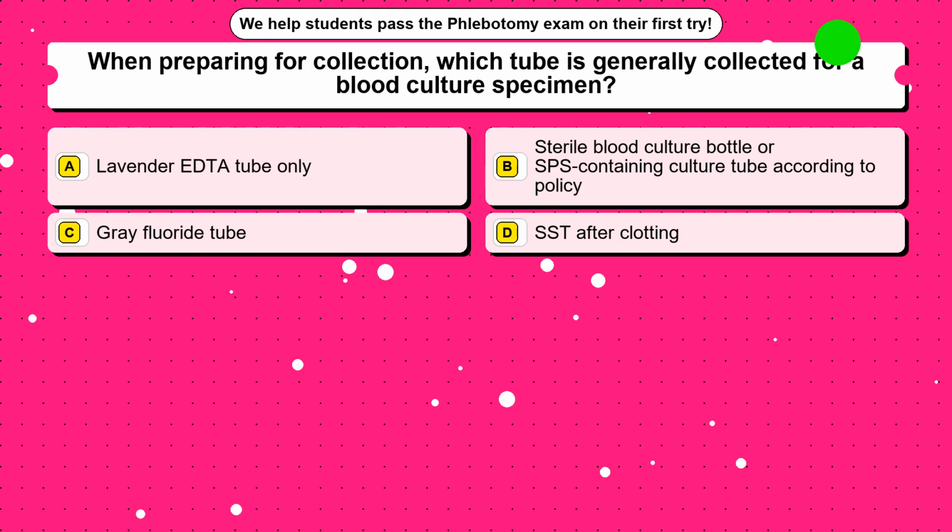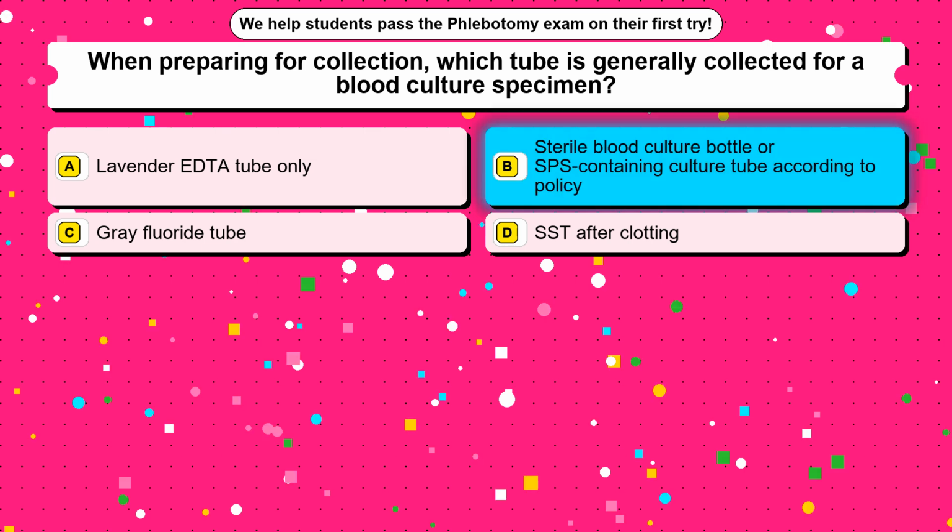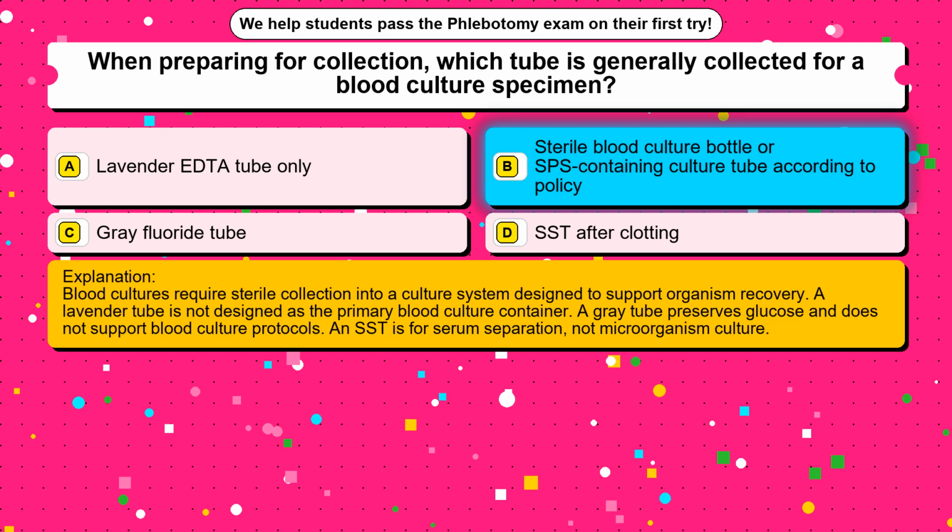Question 62. When preparing for collection, which tube is generally collected for a blood culture specimen? Option A, lavender EDTA tube only. Option B, sterile blood culture bottle or SPS-containing culture tube according to policy. Option C, gray fluoride tube. Option D, SST after clotting. The correct answer is option B. Sterile blood culture bottle or SPS-containing culture tube according to policy. Blood cultures require sterile collection into a culture system designed to support organism recovery.